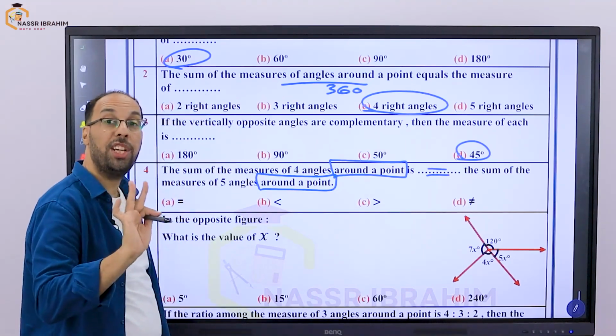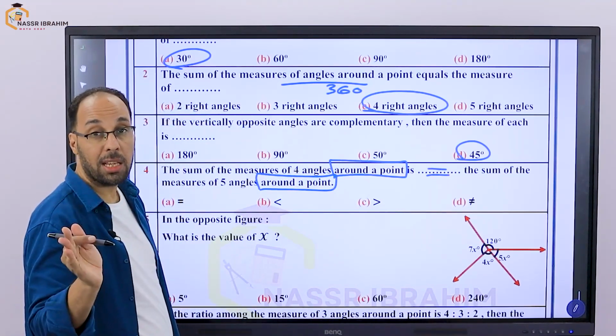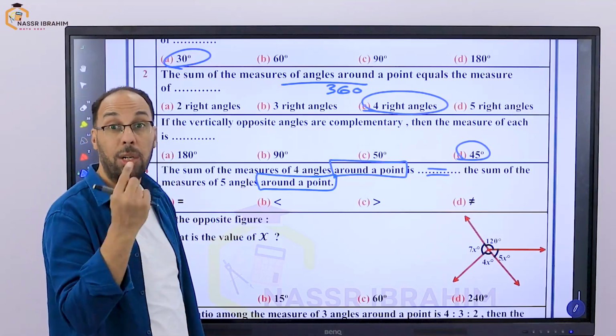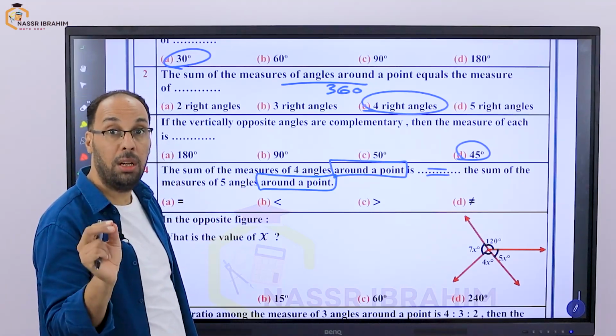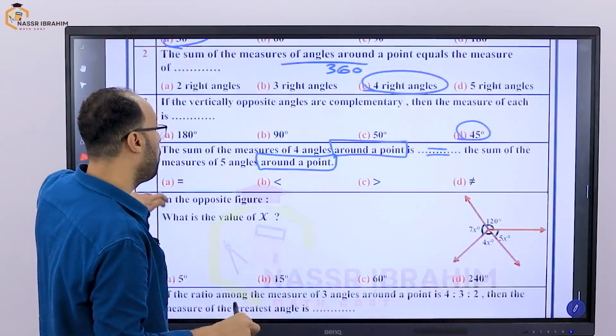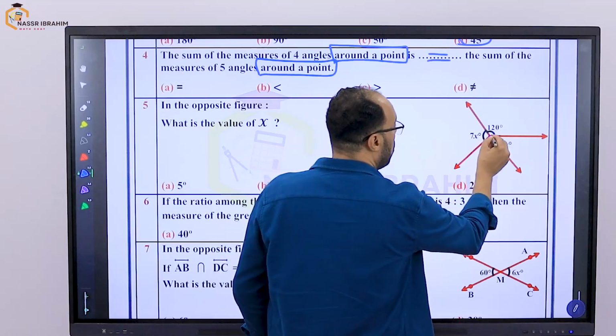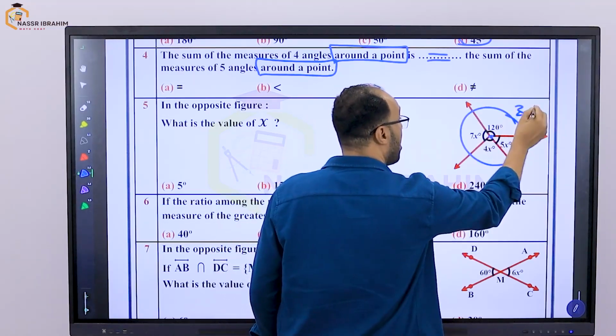There is no change. If we have 3 angles around the point, 4 angles around the point, 10 angles around the point, they are all around the point. So the sum will be 360. Like this one, here we have 4 angles around the point. So their sum will be 360.